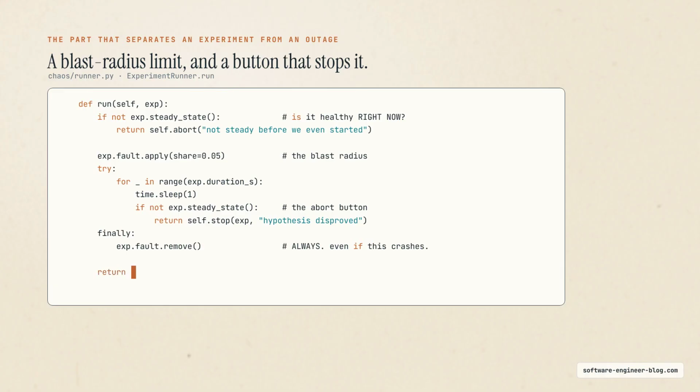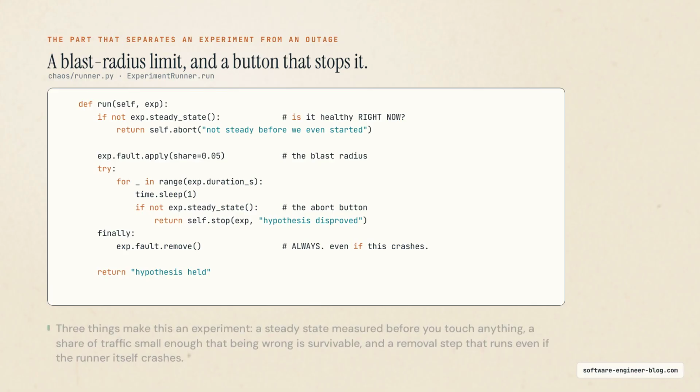Then the loop. Every second, recheck the steady state. The moment it stops holding, stop the experiment. That is the abort button, and it has to be automatic, because a human watching a graph is far too slow. And then the most important word in the whole file.